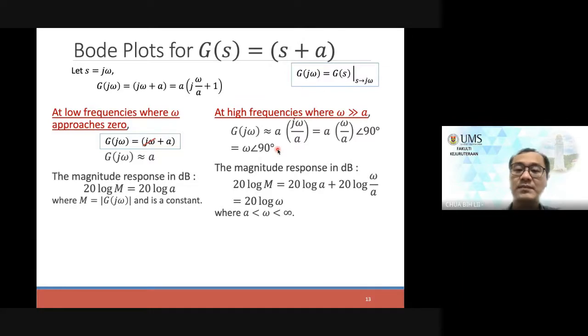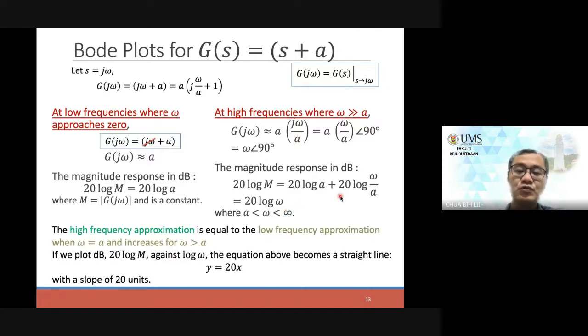So what you have to remember now is that in terms of magnitude, let's take this first. In terms of magnitude, we have 20 log A plus 20 log (omega over A). When we combine them together, adding and subtracting, we get 20 log omega, with a phasor angle of 90 degrees. This omega also has a range, because it's much higher than A, so the minimum must be equal to A, and it can go up to infinity.